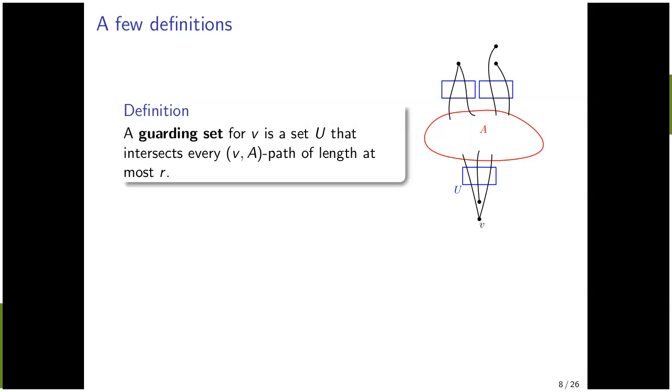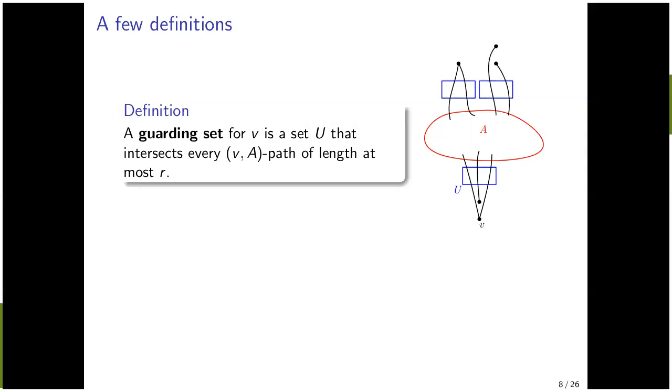And U is a guarding set for V if every path between V and A must intersect U, or is of length larger than R. Okay. So why is this definition useful? Because now if I want to know the profile of V on A, it's enough to know U and the profile of V on U. It's not very hard to prove. It's just because the distance between the vertex V and a vertex of A is the minimum, over all vertices of U, of the distance between V and this vertex plus the distance between this vertex of U and the vertex of A, considering R.